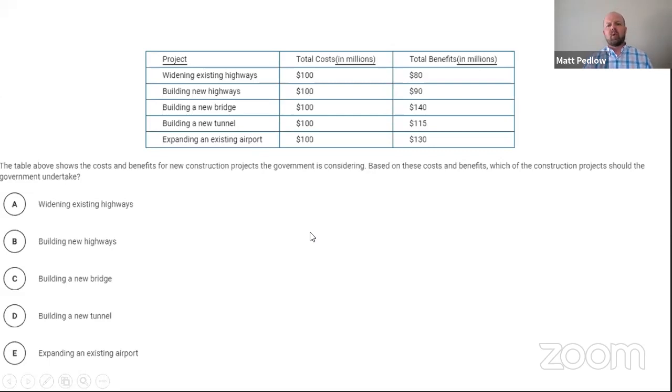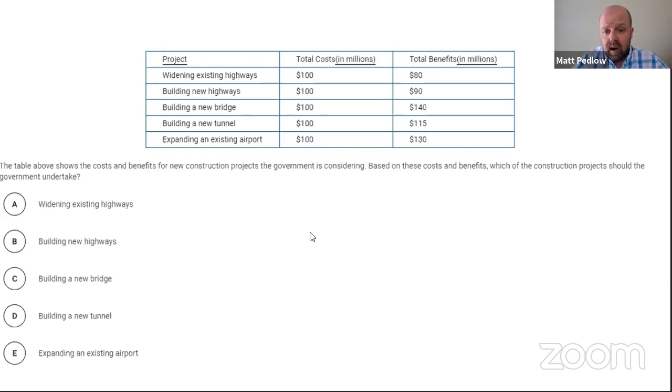So let's look at a couple questions here. Okay, the table above shows the cost and benefits for new construction projects. So let's look at the first one. Would we widen existing highways? The cost for society is 100 million. The benefit is only 80. The government typically does not fund, unless it's the famous bridge to nowhere in Alaska, they tend to not fund things if there's not going to be a net benefit. So A is just bad.